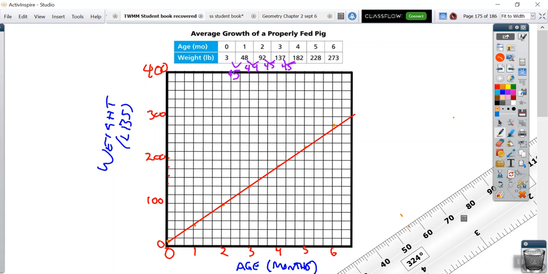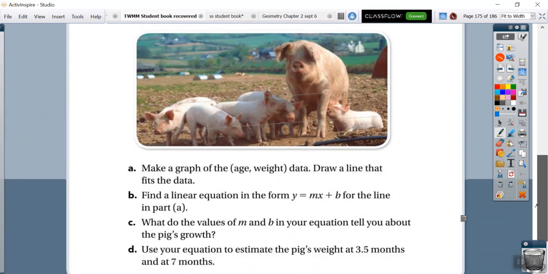So we're going to say that the weight, W, is equal to 45 times however many months old this pig is, plus 3, because they're about 3 pounds when they're born. Now, obviously, this relationship is not going to last forever because the pig doesn't grow forever. But for the first 6 months, this looks like a linear growth model. So we're going to scroll down a little bit, see what other questions we get to answer.